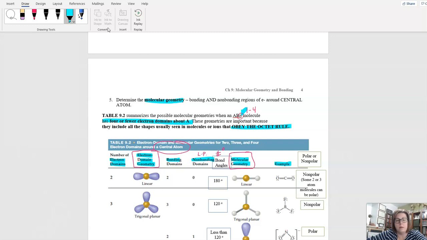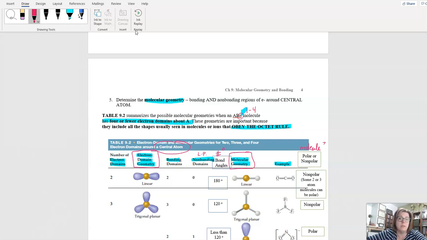Now polar and nonpolar, I'm not going to get to this part till about 9.3, 9.4, because then we're going to see whether the whole molecule is polar or nonpolar. And what you're going to find out is that just because a molecule has polar bonds doesn't mean the molecule has to be polar.